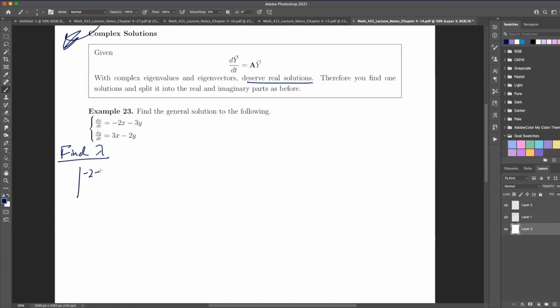All right, so here we're going to have 2 minus lambda, minus 3, 3, minus 2 minus lambda. So we set this equal to 0. This implies what? I'll have 2 minus 2 lambda squared plus 9 is equal to 0. This is lambda squared plus 4 lambda plus 13 is equal to 0. This gives us lambda is equal to minus 2 plus or minus 3i.